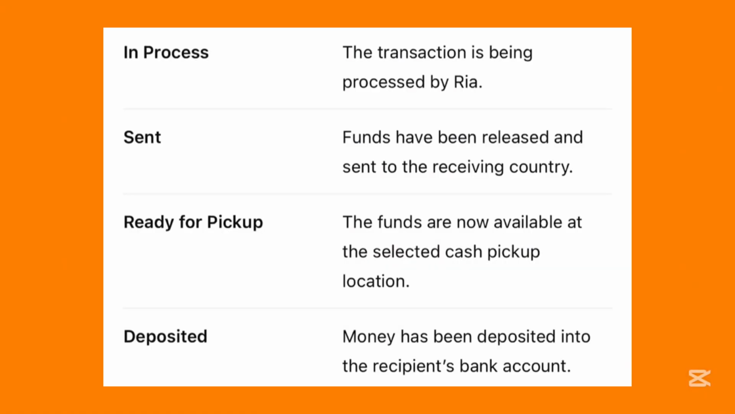If we talk about understanding the transfer status, in progress means that the transaction is being processed by Ria. Sent means that funds have been released and sent to the receiving country. Ready for pickup means that the funds are now available at the selected cash pickup location. Deposit means that your money has been deposited into the bank account.